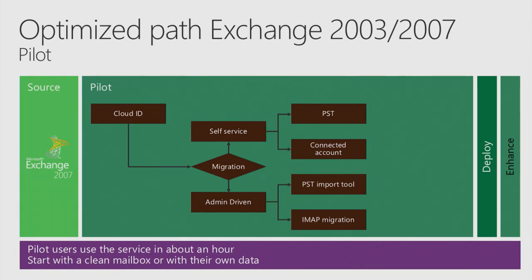But in a pilot, if you're running Exchange 2003 or 2007, really the decision points you'd have as you move through your pilot is start with that Cloud ID. Are you going to migrate the actual mailboxes for users during a pilot? Let them do self-service. Maybe it's PST. Maybe it's connected accounts. We have different ways of consuming online mail from your on-premises environment. Or is it going to be admin-driven, where you're actually doing the PST imports or using IMAP migrations during your pilot? Or again, self-service with connected accounts and PSTs.